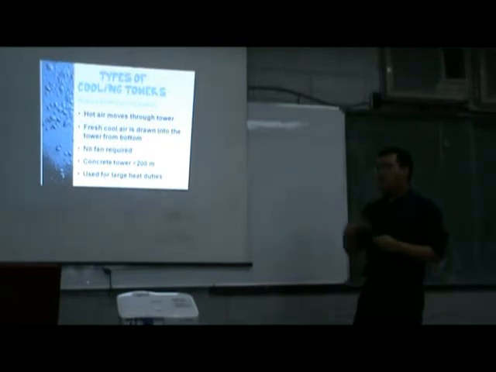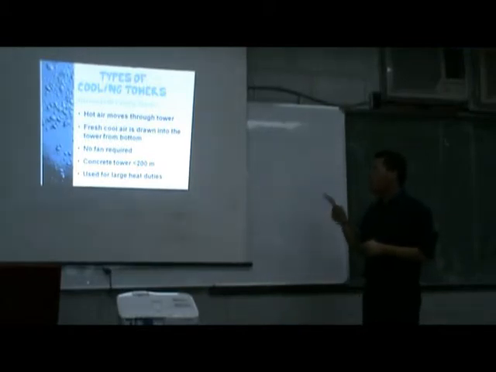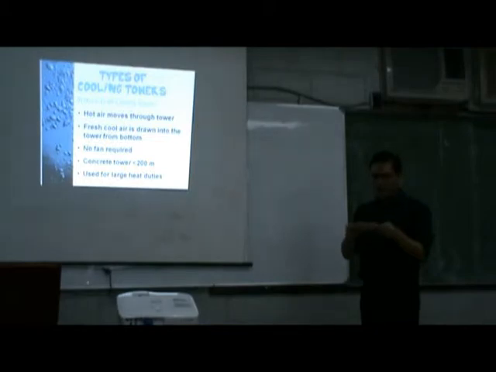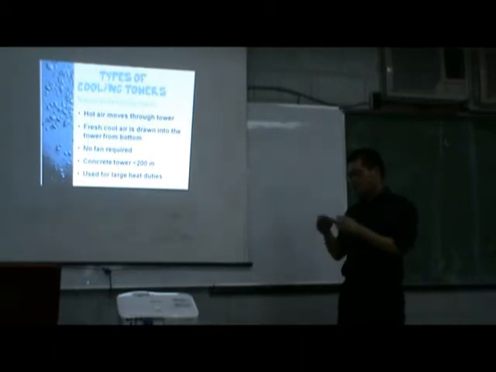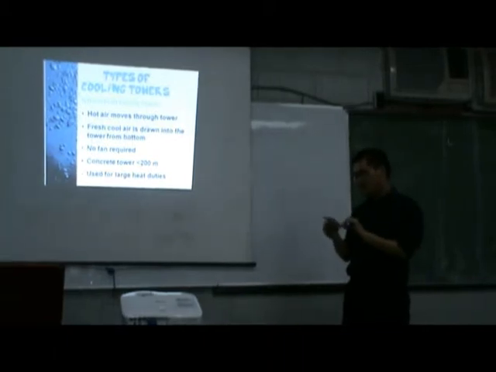So mostly, the most common type that we've seen is the concrete one. These are the most common type of cooling tower, which is used as an example. These are the hyperbolic ones. As mentioned earlier, they are used for large scale industries.